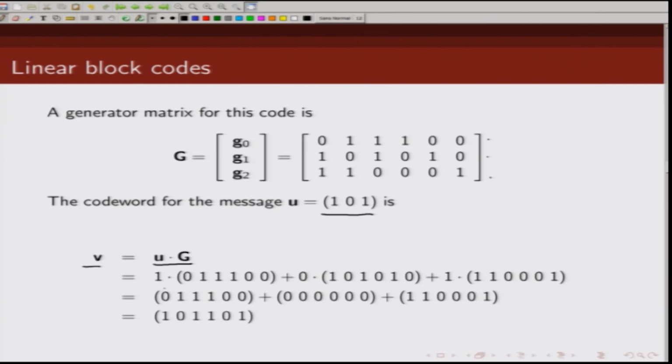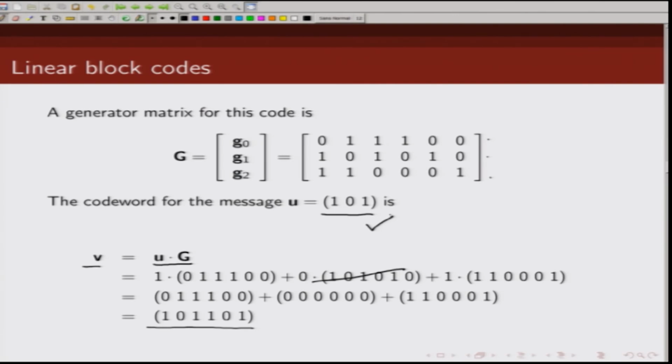So, that is what I have written here. This is 1 times G0, 0 times G1 plus 1 times G2. So, this is basically 0. So, what I have is then this plus this. Let us look at 0 plus 1 would be 1, 1 plus 1 would be 0, 1 plus 0 is 1, 1 plus 0 is 1, 0 plus 0 is 0 and 0 plus 1 is 1. So, my code word corresponding to this information message bits, 101, is given here.